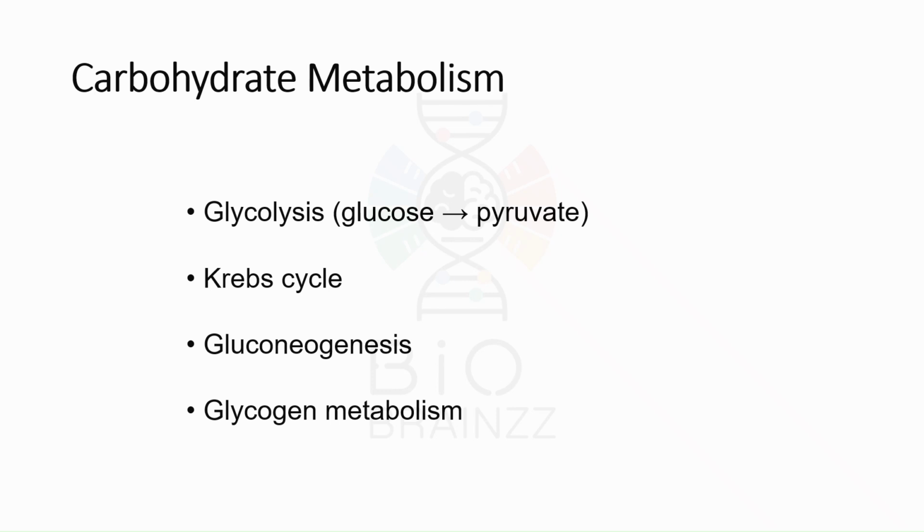Carbohydrate metabolism includes several important pathways. The first step is glycolysis, where glucose is broken down into pyruvate, producing a small amount of ATP. After glycolysis, pyruvate enters the Krebs cycle, which generates high energy molecules like NADH and FADH2. There are also other processes like gluconeogenesis, where glucose is synthesized, and glycogen metabolism, which involves storage and breakdown of glycogen. These pathways are very important for exams.